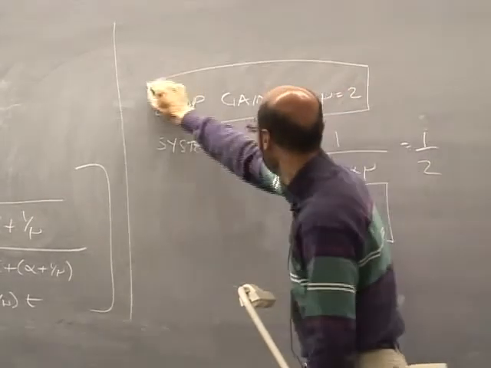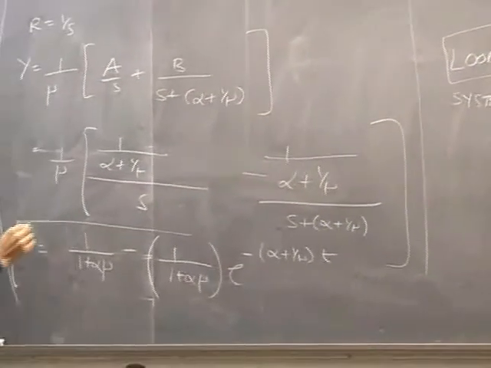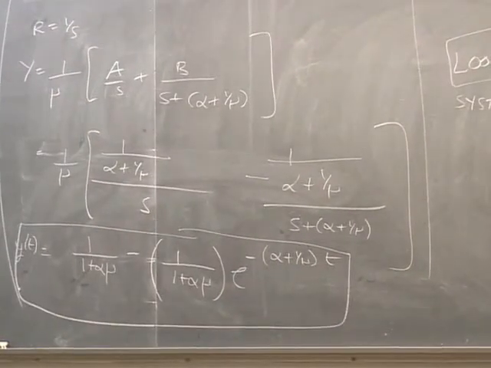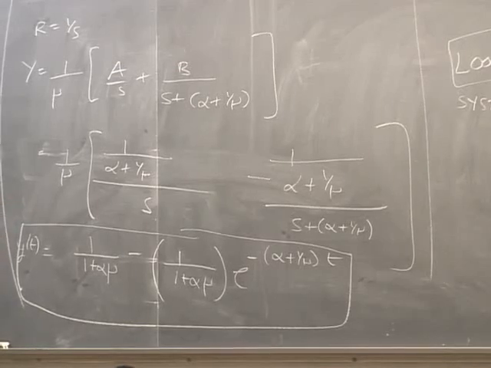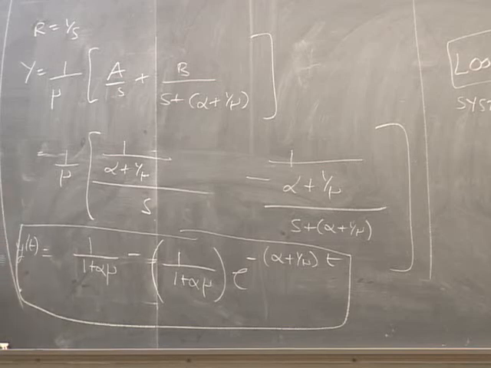Loop gain is going to be half when mu equals 2, and y of t is going to be this part over here. And I think the only tricky part here really is to get the partial fractions properly, but once you get the partial fractions, this is actually pretty straightforward. Okay. And any questions about this?